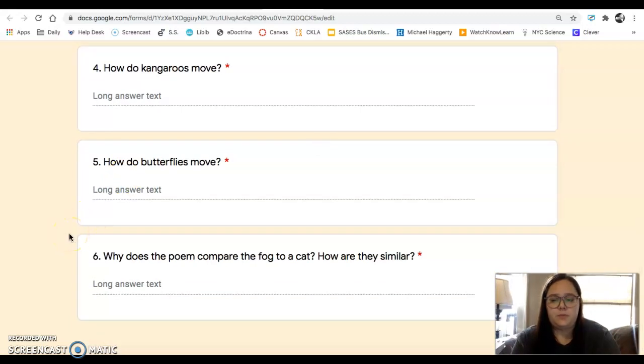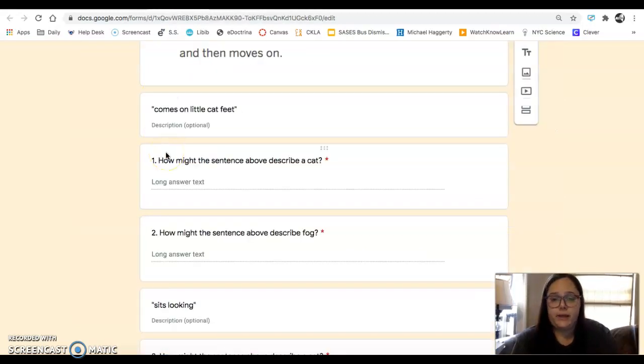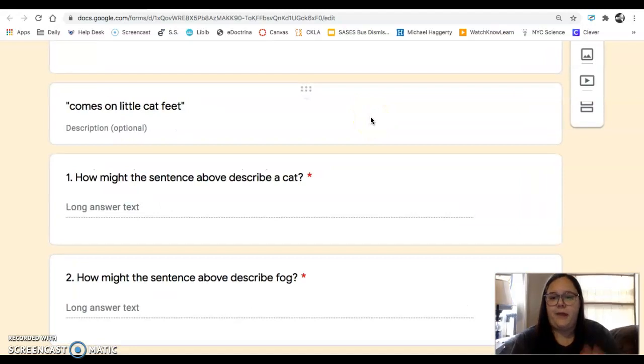How do butterflies move? And now I want you to think about why the poem compares the fog to a cat. Why did they choose a cat to compare the fog to? How are they similar? Make sure to go back into the poem to read about that. All right, now let's move on to your skills assignment.